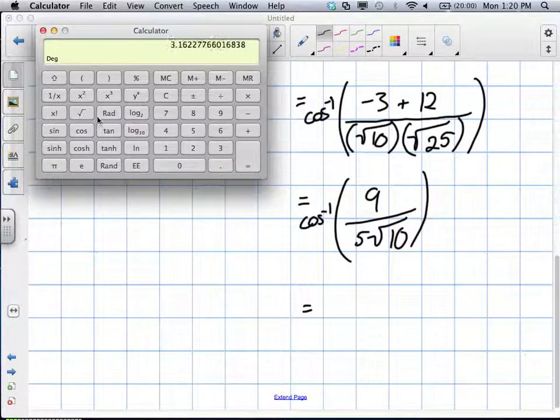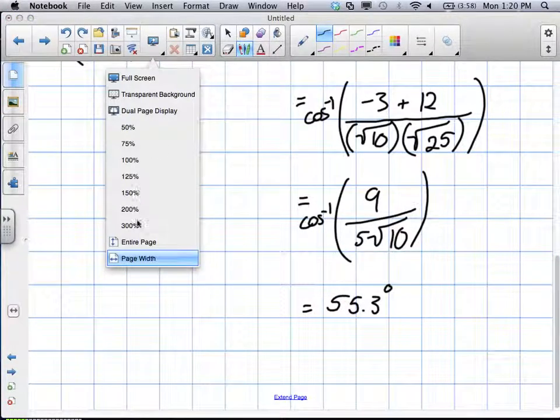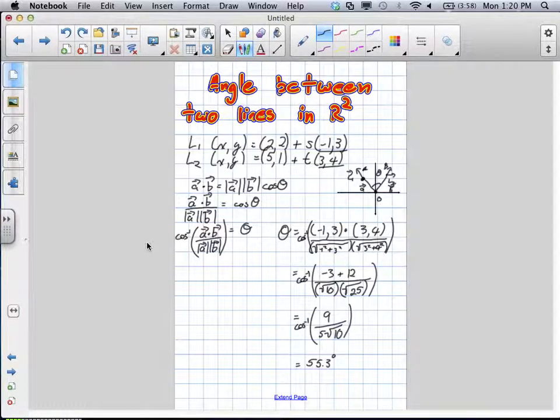So root of 10 times 5, 15.811. So 9 divided by 15.811 equals, and then second function cos, to figure out the angle, 55.5 or 0.3 degrees. So all we did is reverse our equation we learned last chapter, where our dot product of A and B.